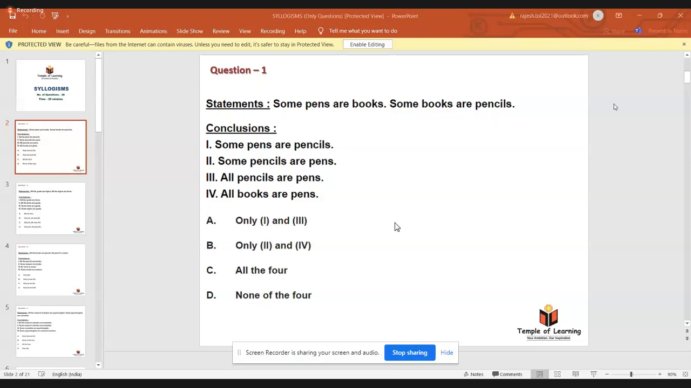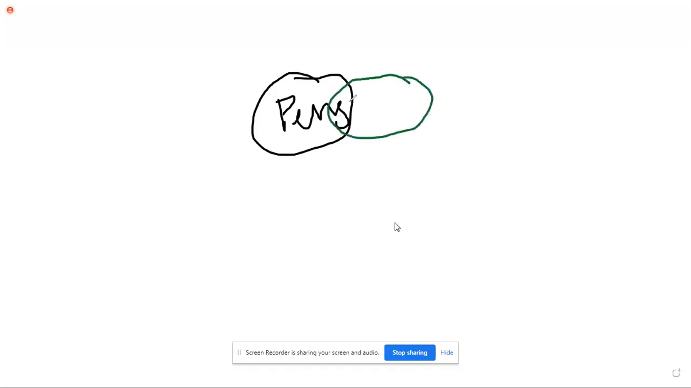Now let me explain it using a diagram. That's the best way to learn syllogisms. There are other ways also. I'm not denying that, but I don't want to confuse you. So what does the statement say? First statement says, students, some pens are books. I've got pens, and they're saying some pens are books. So I've got books. And then they say some books are pencils.